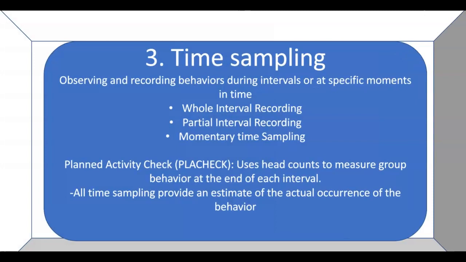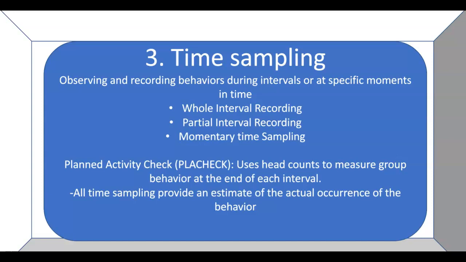So whole interval recording is basically you're setting intervals, say of 10 seconds, and you're going to observe for 30 minutes. Every 10 seconds you record if the behavior happens or not. This is how it works when you do whole interval: if the behavior continues to happen for the whole 10 seconds, then you record that it happens. But if it continues to happen for less than the 10 seconds, then you don't record it.